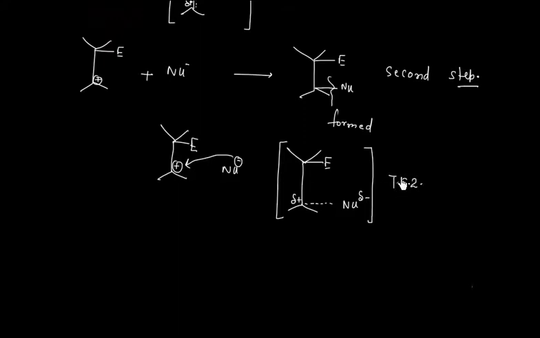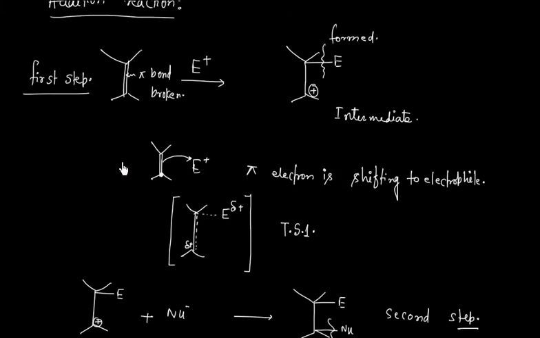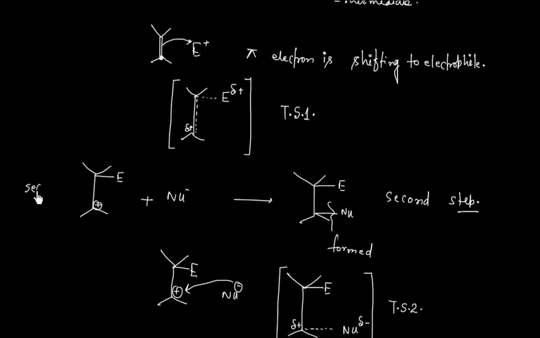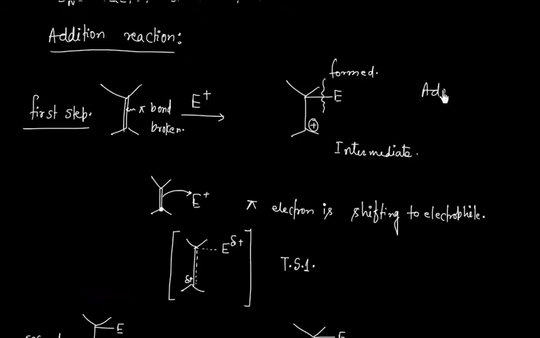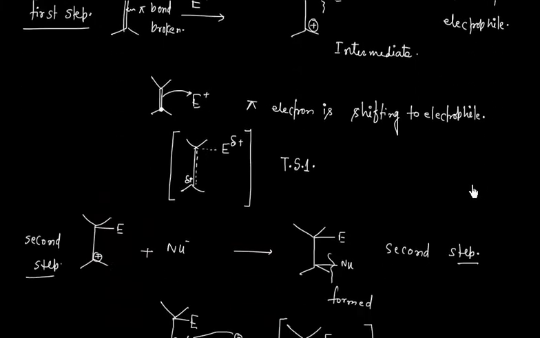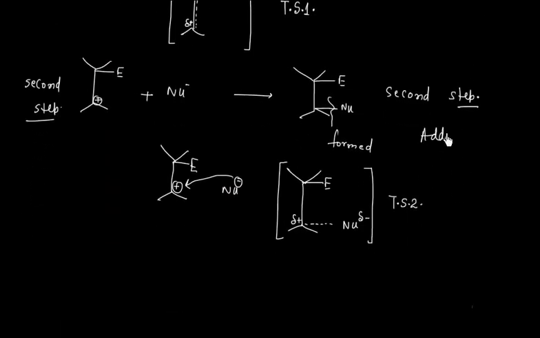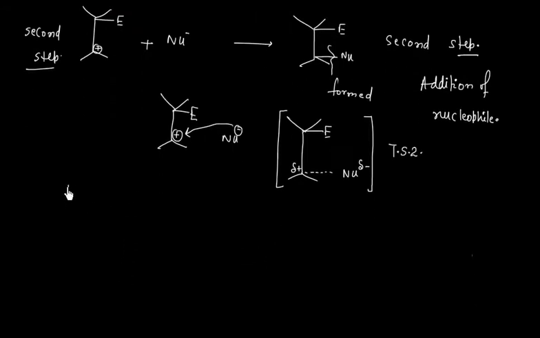So addition reaction involves two steps. This is first step, this is second step. First step is addition of electrophile. Second step, addition of nucleophile. Name of reaction is given on the basis of first step. So this is electrophilic addition reaction.